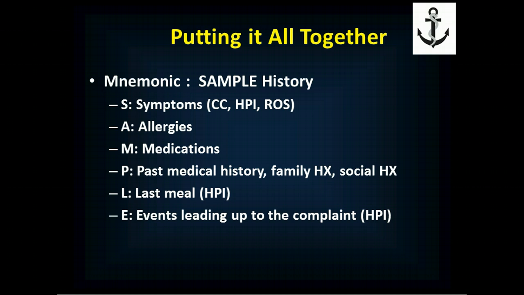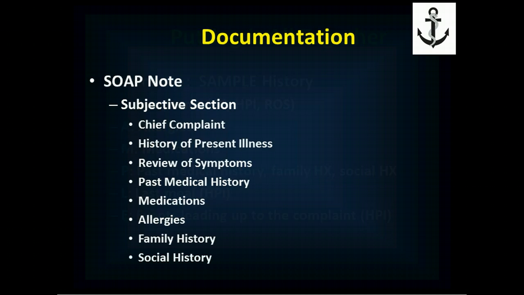So the S stands for symptoms, and that's your chief complaint, your history of present illness, your review of systems. Those are all symptoms. A stands for allergies. M is medications. P is the past medical history, the family history, and the social history. L is the last meal, which you obtain under the history of present illness. And E are events leading up to the complaint.